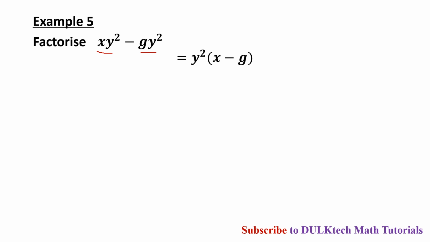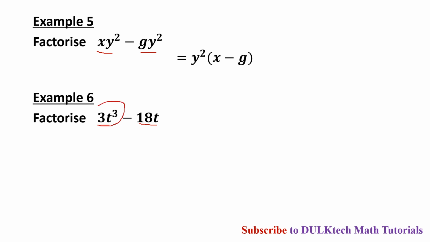Let's move on to the sixth example. Factorize this one. Our highest common factor is 3t. If we take out 3t, we divide this one by 3t and we find t squared. At the same time, we also divide minus 18t by 3t, and we find minus 6. So our final answer will be 3t factor of t squared minus 6.